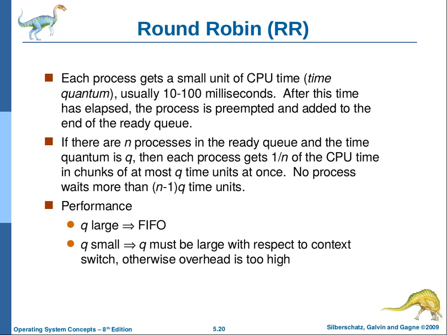If there are n processes in the queue, each process gets 1 over n of the time. You could set the quantum, or you can have the number of milliseconds calculated by the number of processes in the queue. If the quantum is large, it really is just first in, first out. If it's small, it must still be large with respect to the context switch, because if the quantum is below the time for a context switch, then all you're doing is context switching the whole time, which is pointless.